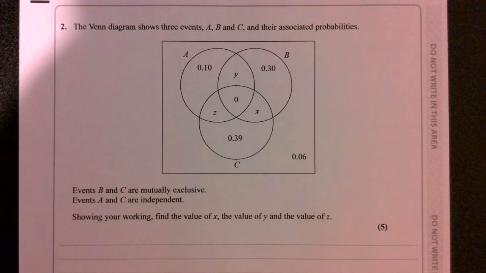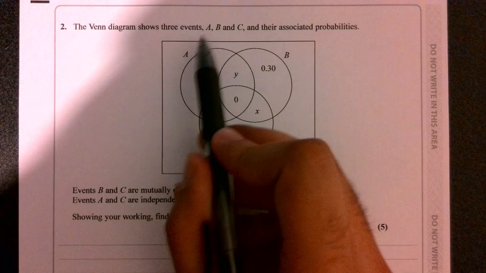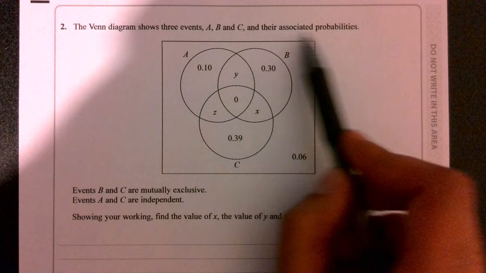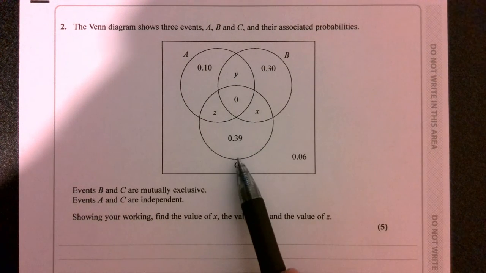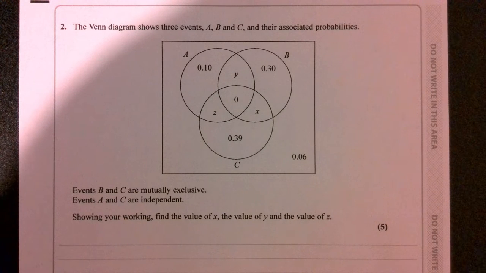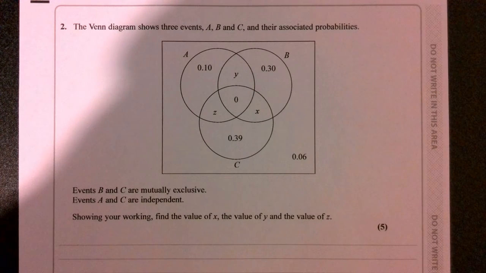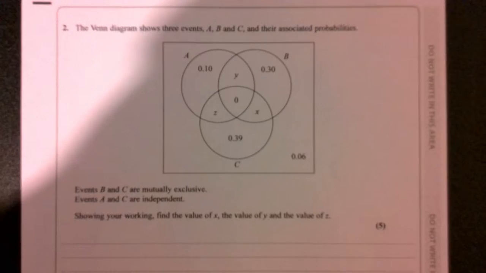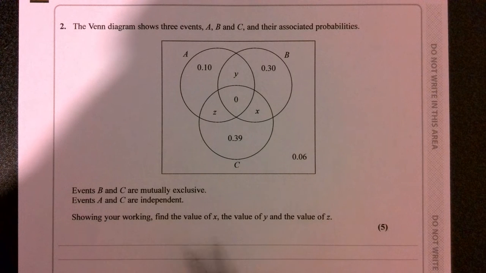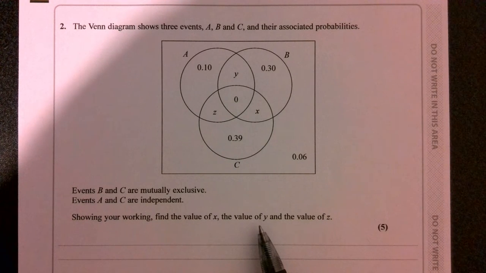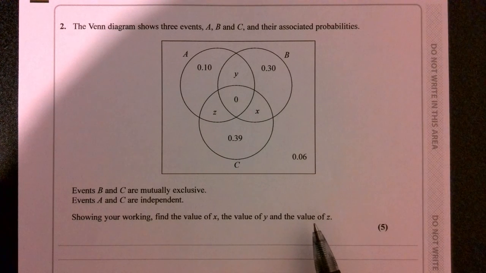Question 2. The Venn diagram shows three events A, B and C and their associated probabilities. We have A, B, C shown here. The events B and C are mutually exclusive and the events A and C are independent. Show your working to find the value of X, the value of Y and the value of Z.